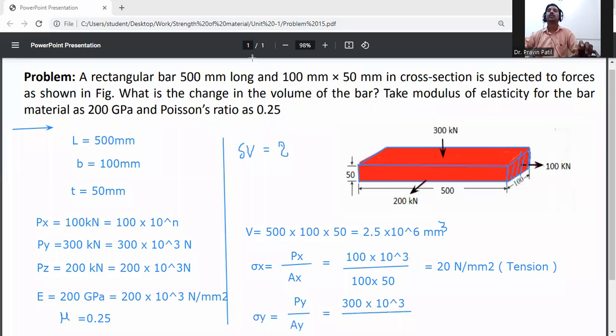Now it will take this area. How much will this area be? Length is 100 mm, width is, sorry, 500 into 100. 500 into 100, how much will it be?